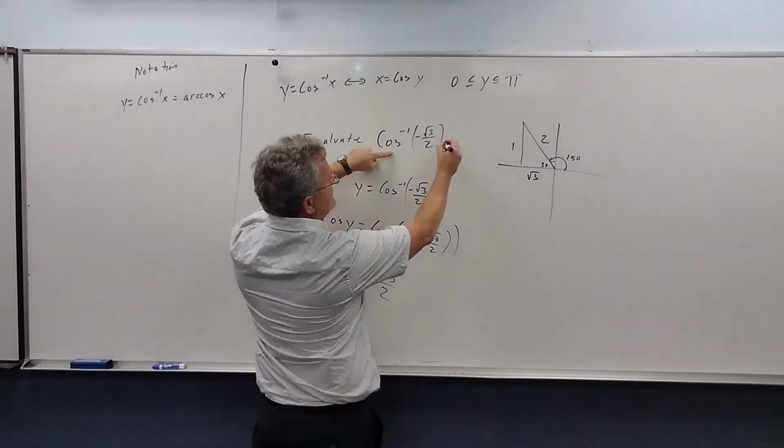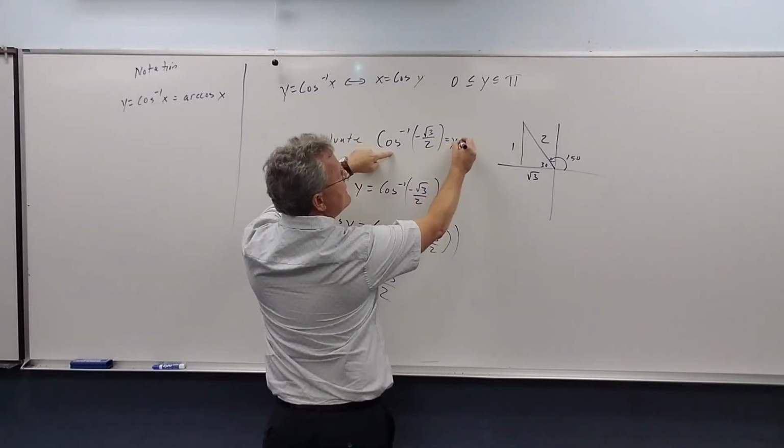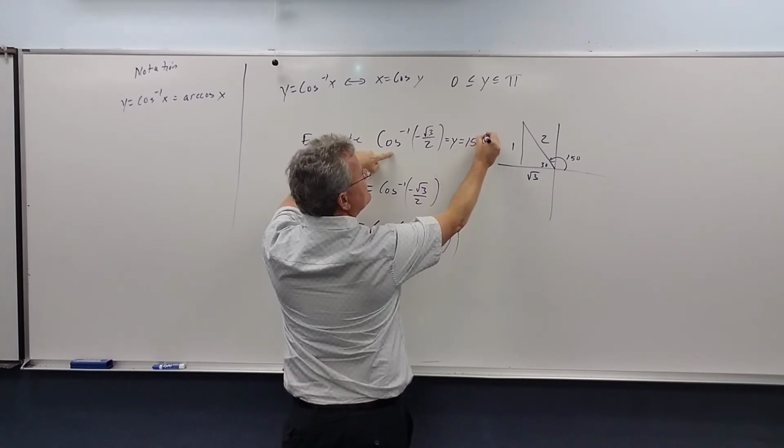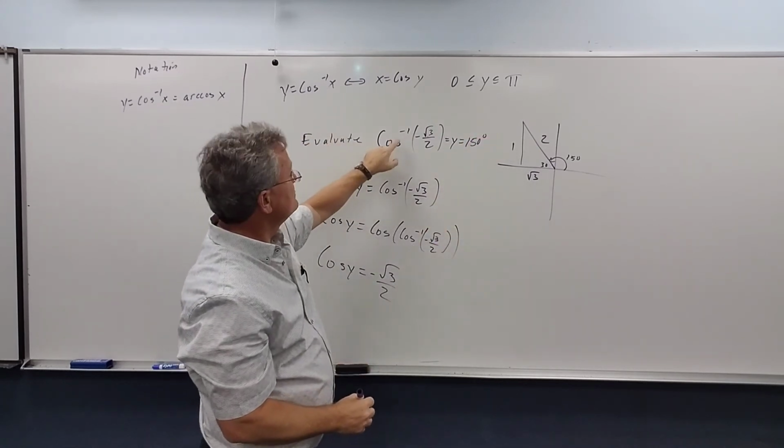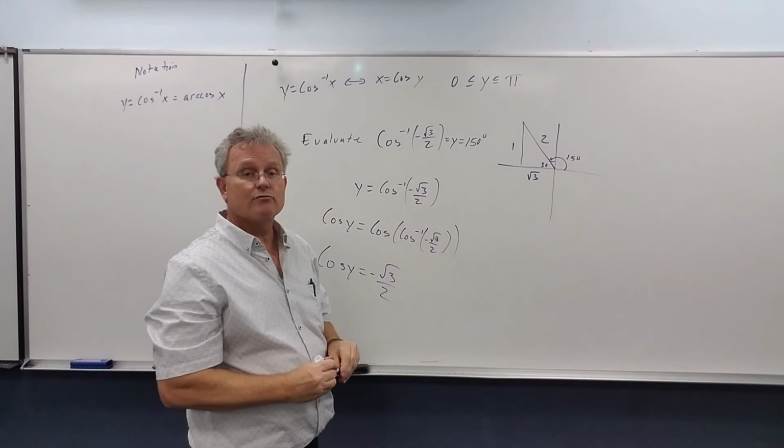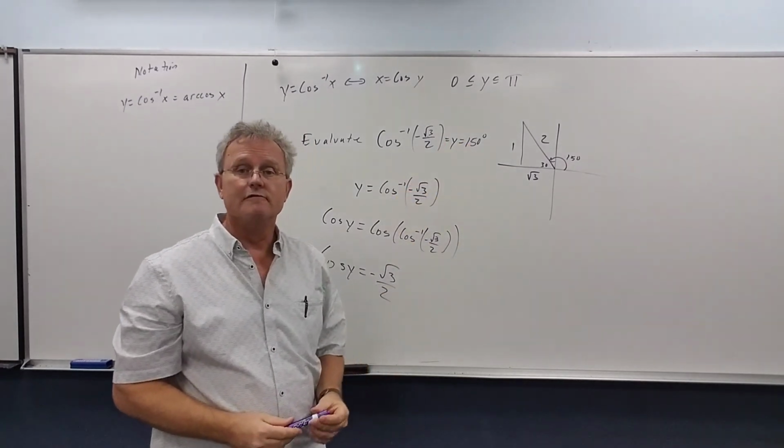Like I did here, I called this y, and this is 150 degrees. So the inverse cosine of negative root 3 over 2 is 150 degrees.